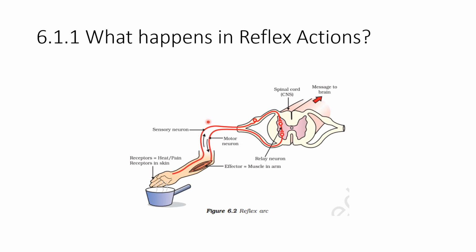But reflex action में क्या होगा? यहीं से ही आपको response मिल रहा है. This is a relay neuron and motor neuron के through it will transfer to the effector, that is the muscle in the arm. This hand will be removed from here. ठीक है? तो ये बहुत ही prompt और fast action होगा.